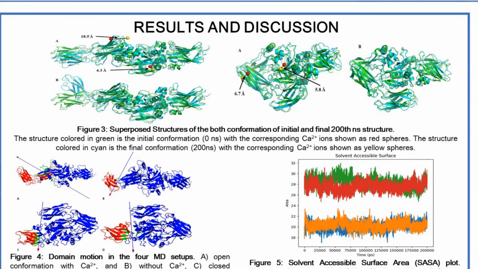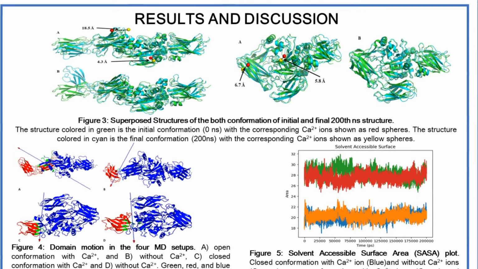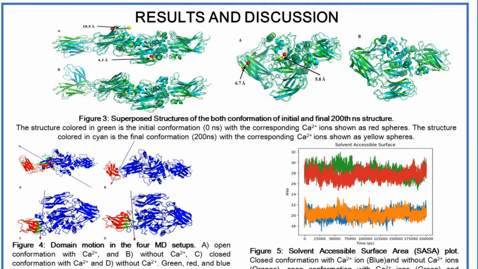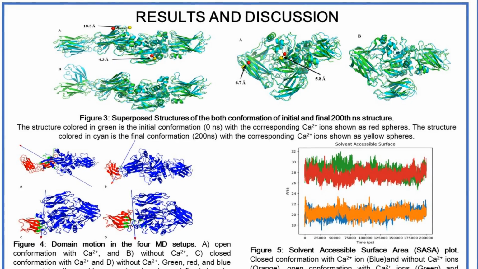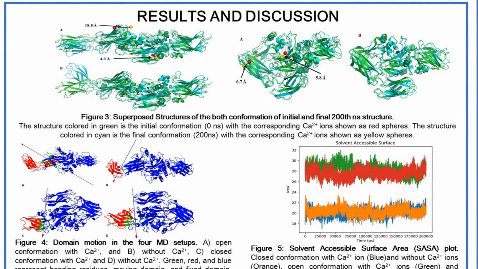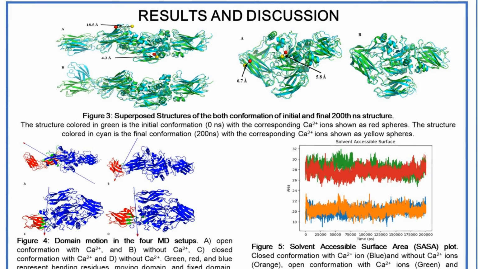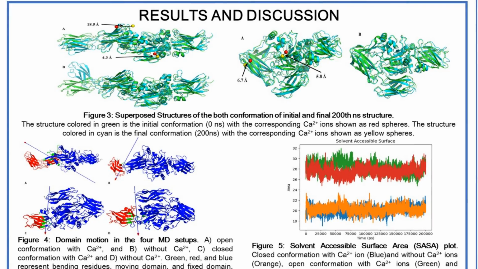The result of DynDom is shown in figure 4. The arrow represents the rotational vectors. The beta 2 domain showed the most mobile domain movements as compared to the other domains. The high rotational angle value was observed in the open conformation without calcium ion.